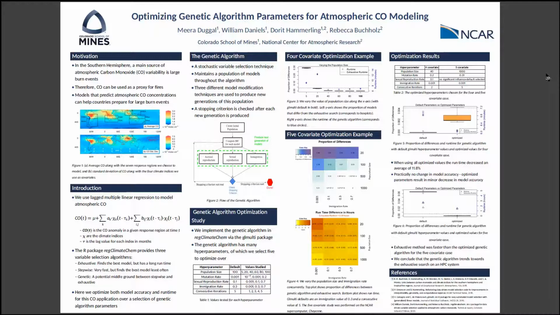Research project, we optimized genetic algorithm parameters for atmospheric carbon monoxide modeling. I worked under Dr. Hammerling and William Daniels, who is a graduate student also working under Dr. Hammerling. Dr. Buchholz also helped with this project, and she's affiliated with NCAR.